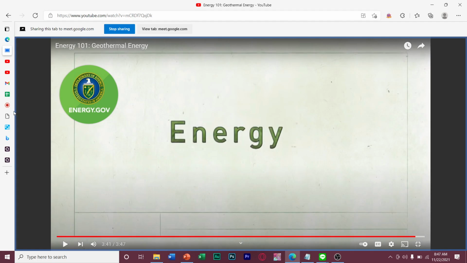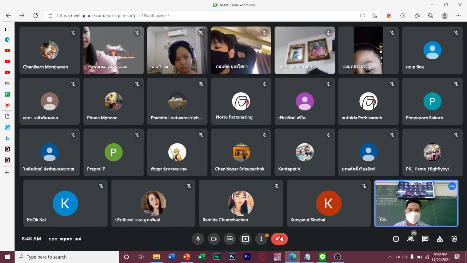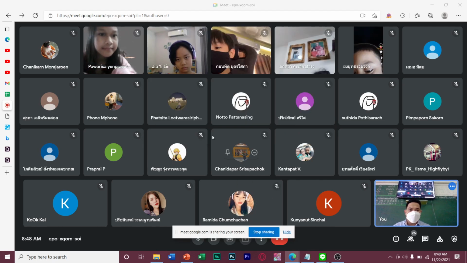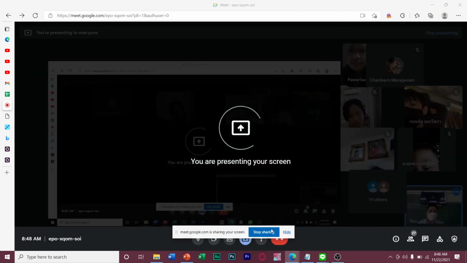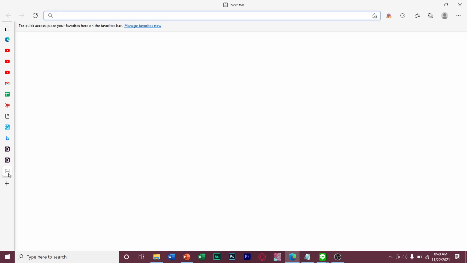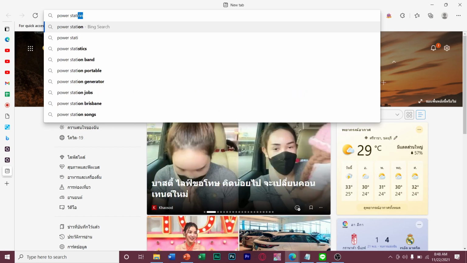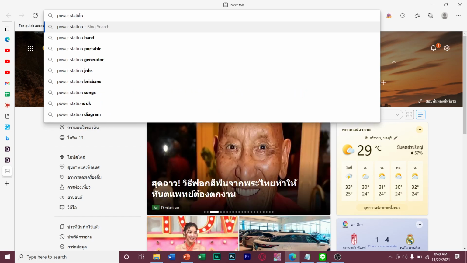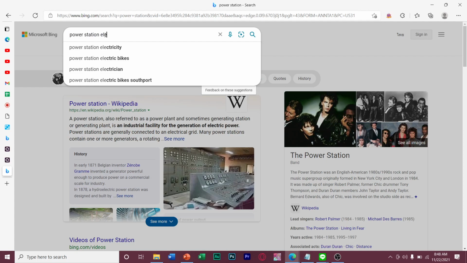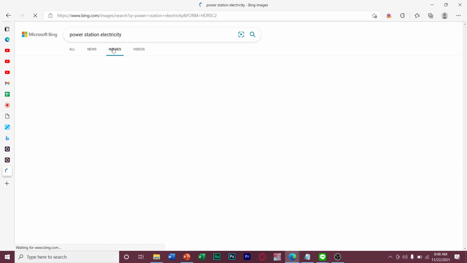Okay, wait, I'm going to stop first. I'm going to show you first, okay? So this one is what they call the power station. Okay, wait, electric. This one. Can you see?